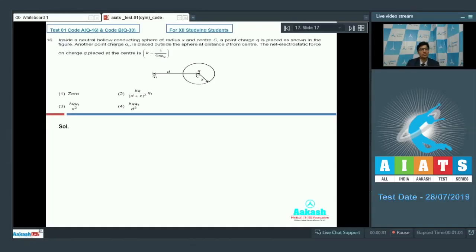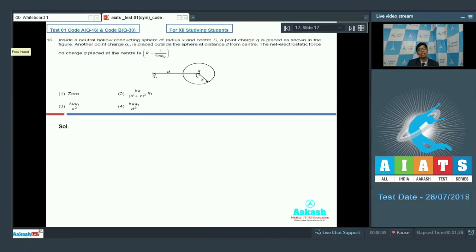Dear students, question number 16 says that inside a neutral hollow conducting sphere of radius x and center C, a point charge q is placed as shown in the figure. Another point charge q1 is placed outside the sphere at a distance d from the center. The net electrostatic force on charge q placed at its center is.